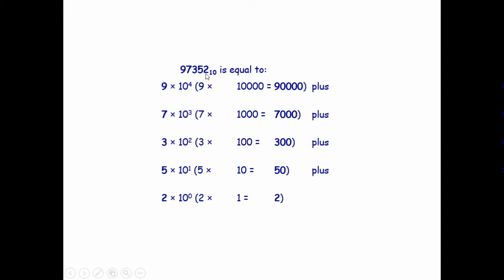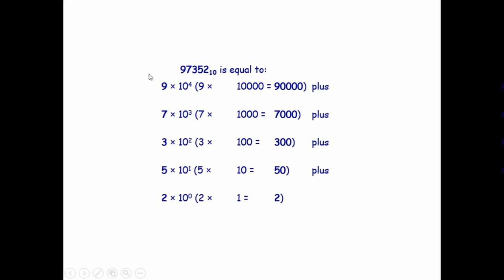Why did we do that? Well, because 2 is in the ones column, if you remember, looking back. So the power for this digit is 10 to the power of 0. You start with the base system, so that's 10. This first digit would be 10 to the power of 0. This is 10 to the power of 1. This is 10 to the power of 2, this is 10 to the power of 3, and 9 is 10 to the power of 4. So it's 9 times 10 to the power of 4, 7 times 10 to the power of 3, 3 times 10 to the power of 2, 5 times 10 to the power of 1, 2 times 10 to the power of 0. Add them together, that is your value, which is 97,352.